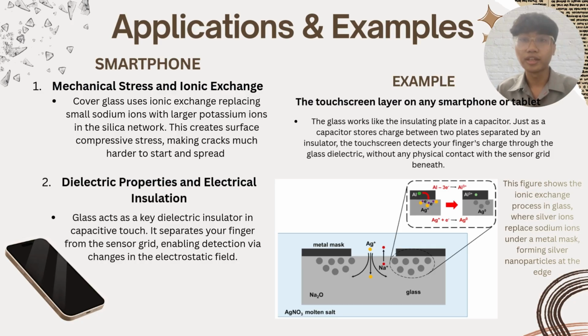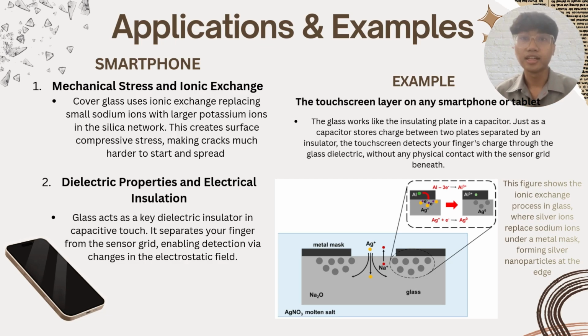Take your smartphone screen. This is an ordinary glass. It has been chemically strengthened through a process called ion exchange, where small sodium ions are swapped with larger potassium ions. This builds in surface compressive stress. Think of it like an invisible shield, which makes the glass much more resistant to cracks from drops or even an impact. And it's not just tough, it is also smart.